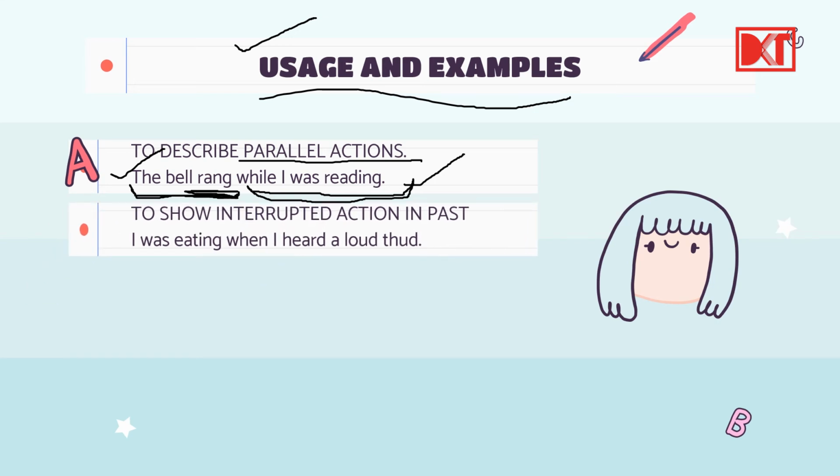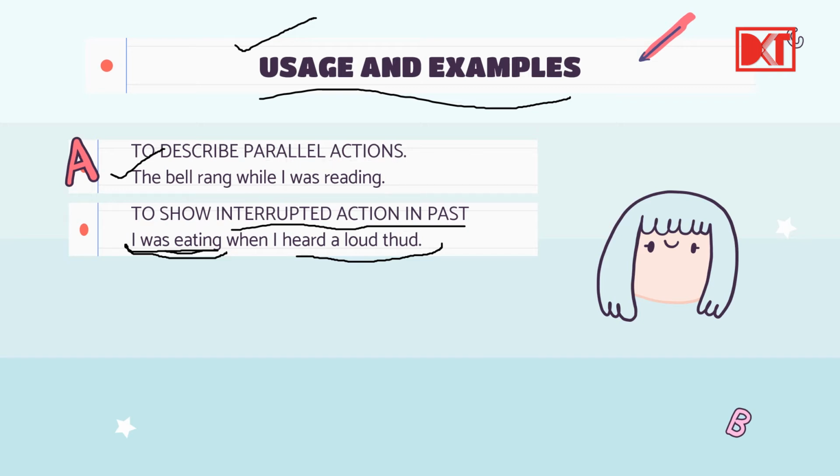we have an interrupted action in the past. Similarly, interrupted action कोई हुआ, जैसे I was eating. I was eating, and when what happened? When I heard a loud thud. Alright. So again, which is the interrupted action? The interrupted action is I was eating. और अचानक से एक loud thud हुआ. So this action which is interrupted is eating, and that is in past continuous.